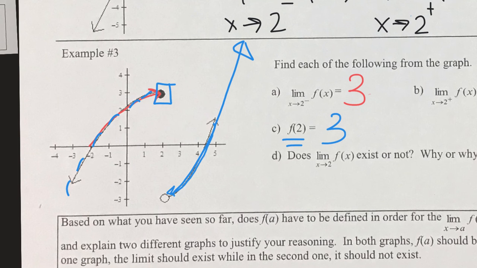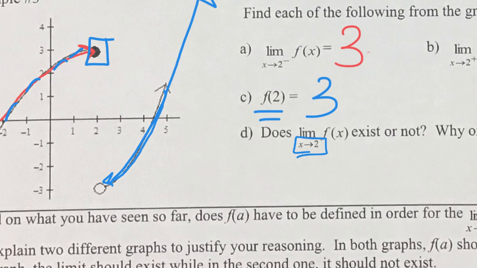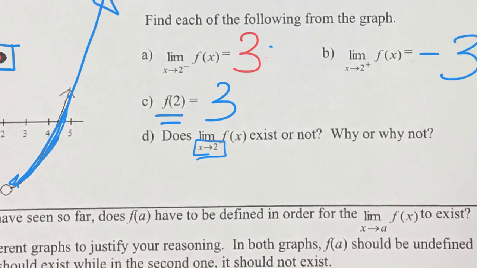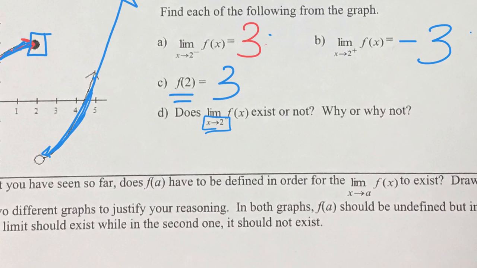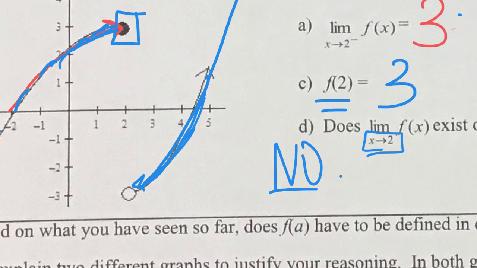Okay. So does the limit exist at positive 2? Is the right side and the left side going to the same number? No, the left side goes to 3 and the right side goes to -3. So no. This is what we call a jump discontinuity. The y values jump from positive 3 all the way down to -3.